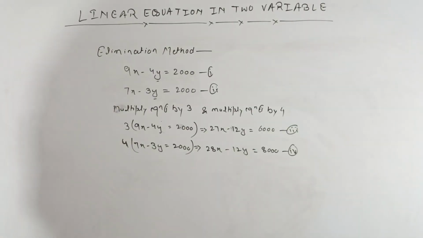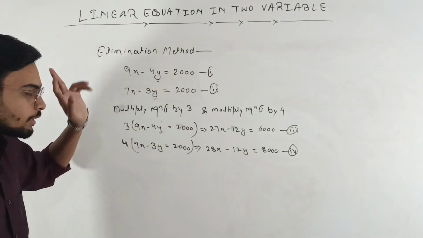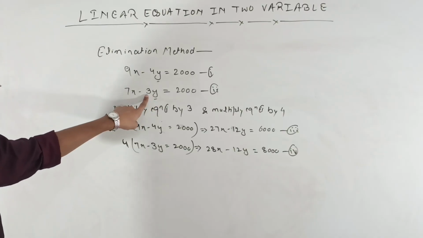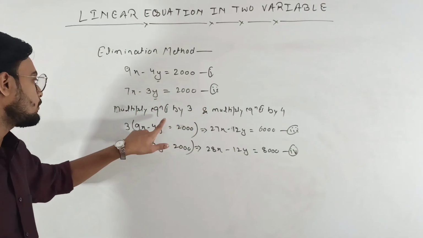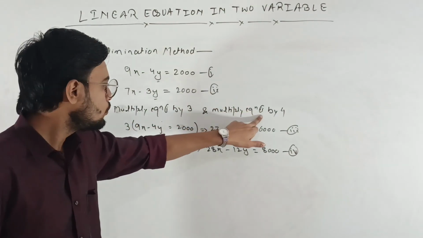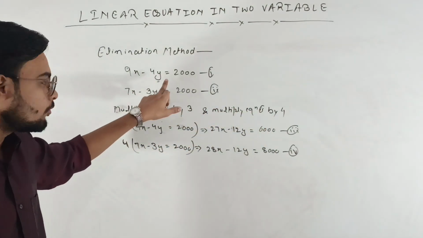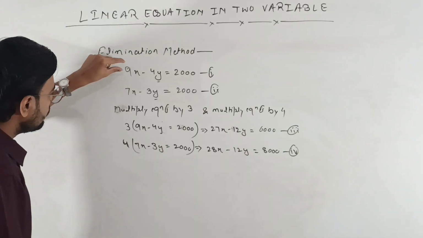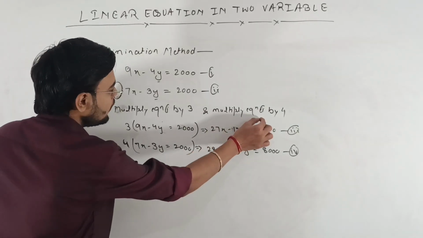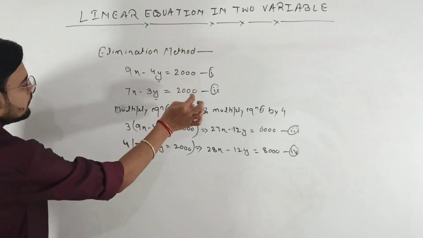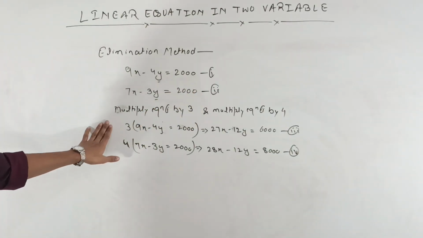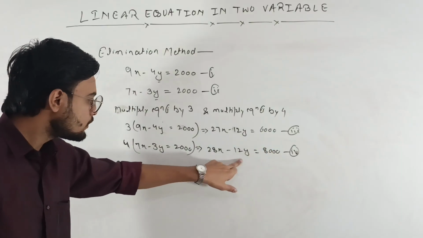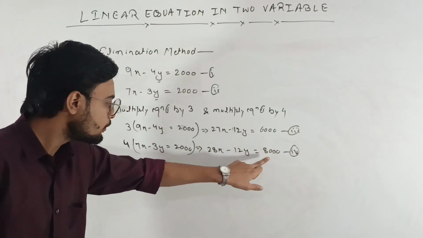Okay. What I do, first I assume equation 1, equation 2. Now after assuming this, I multiply equation 1 by the coefficient of variable y of the second equation, then equation 1 by 3 and equation 2 by 4. 4 is the coefficient of y variable of equation first. Now after multiplying, I get 27x minus 12y is equal to 6000, and 28x minus 12y is equal to 8000. Now assume equation 3 and equation 4.